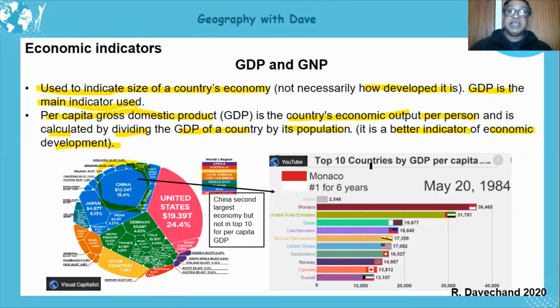But if you look at the GDP per capita income, you'll notice China doesn't even appear in the top 10. Can you see it? Doesn't appear because the average income is much lower. Okay, so that's also a factor in development that we must remember. Okay, we must remember that. Very, very important. Right. Let us go on.